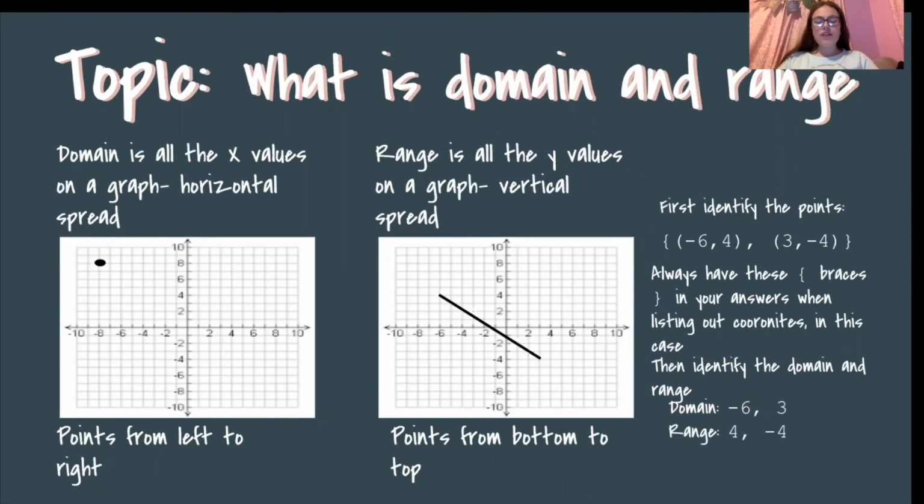Find the x and y values in this situation. The domain of the situation is -6 and 3, and then the range of the situation is 4 and -4, because on the y-axis this is -4, this is 4, and on the x-axis this is -6, and this is 3. There are multiple ways to write out the domain and range.